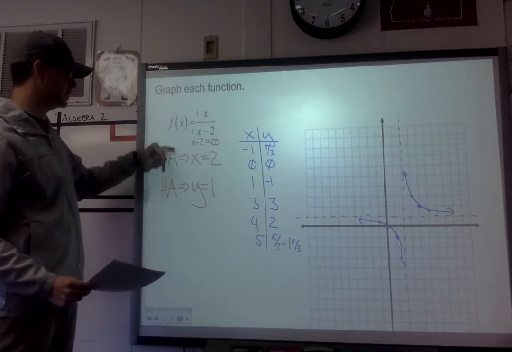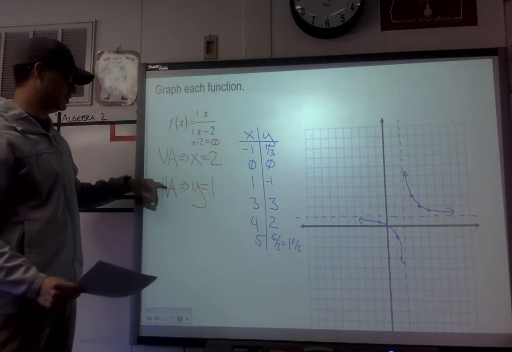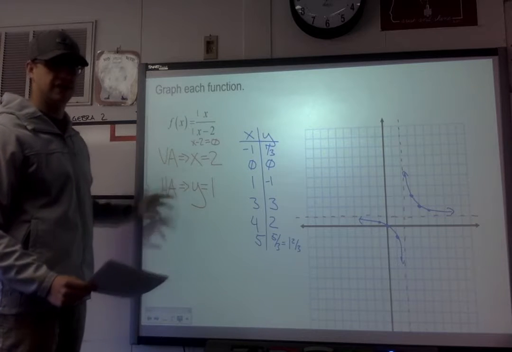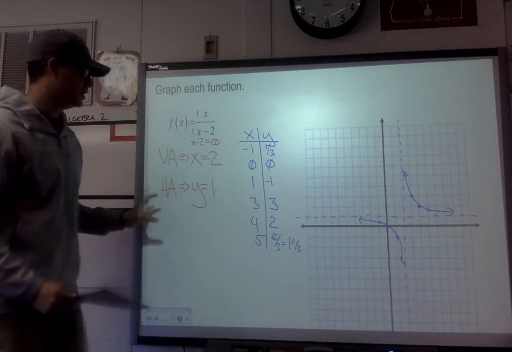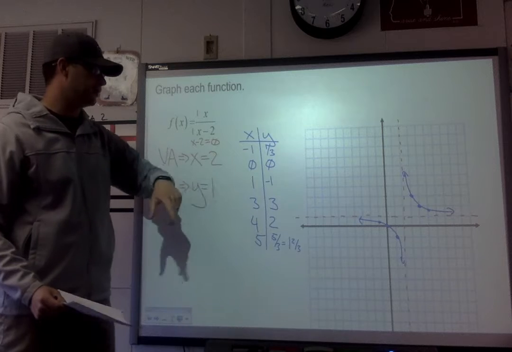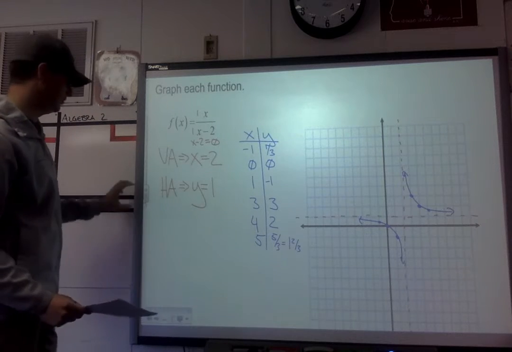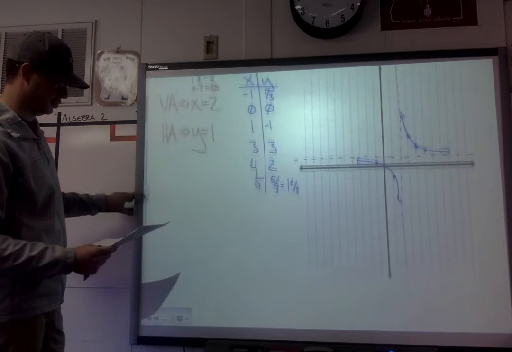Again, our steps there, we found vertical and horizontal asymptotes. We would find our holes if there were any, put those on the graph, and then make our table of values. Let's walk through one more of these here.